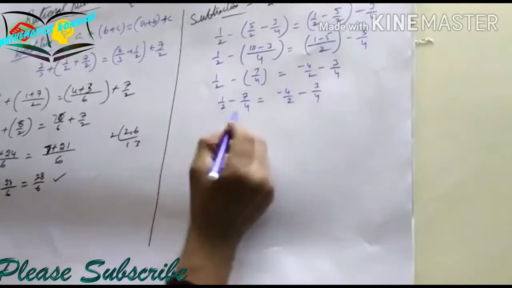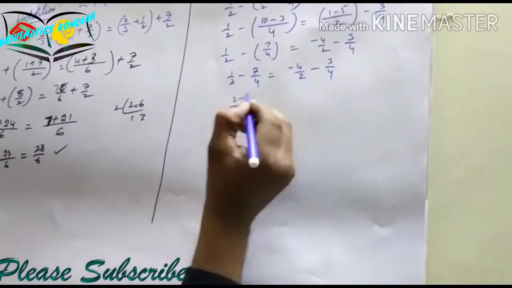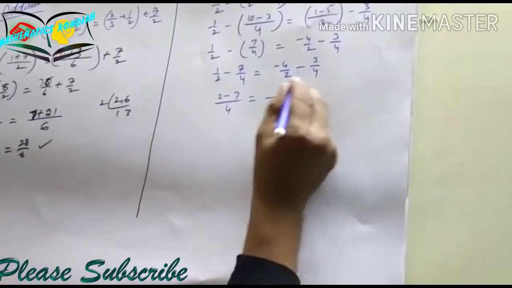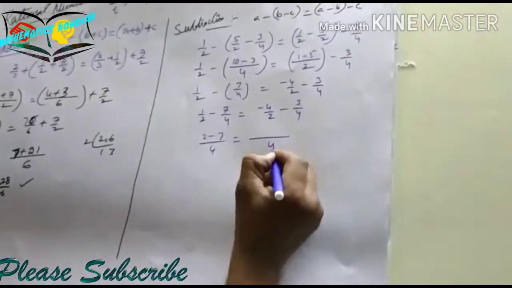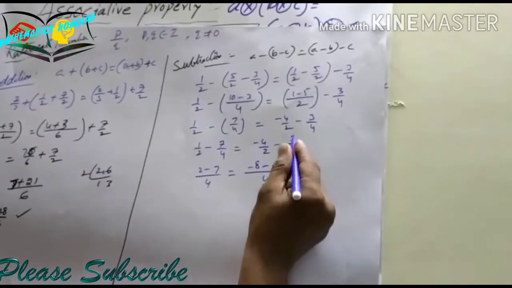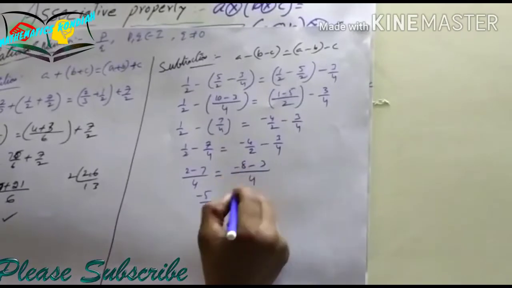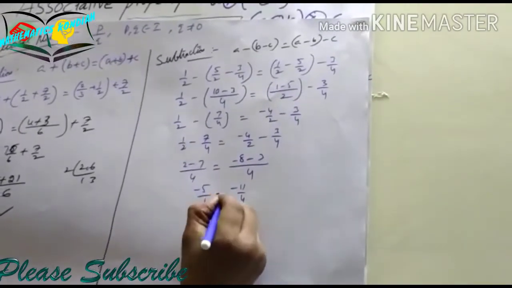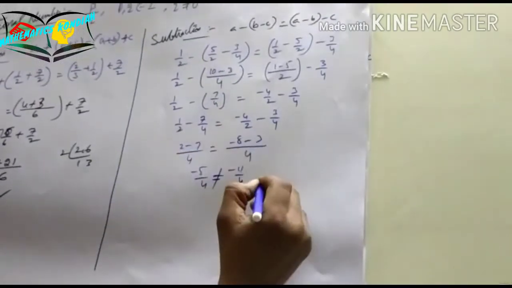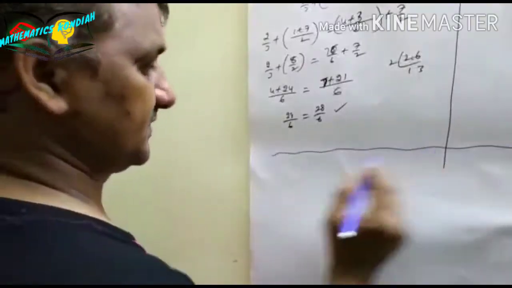See, what is the LCM of 2 comma 4? 4. 4 divided by 2, 2 twos, minus 4 by 4, 1 into 7, 7. See, 4 by 2 into 4, 8, minus 4 by 4, 1 into 3, 3. Therefore, minus 5 divided by 4 is not equal to minus 11 by 4. Therefore, under subtraction with rational numbers the associative property is not satisfied. Multiplication.